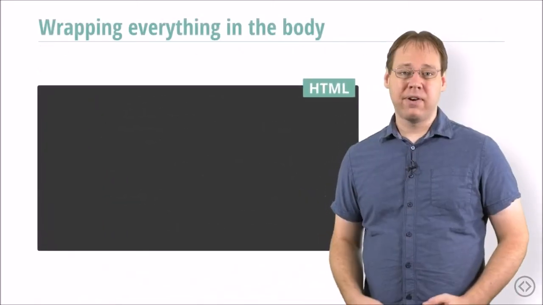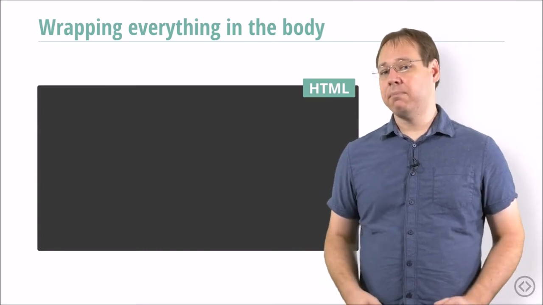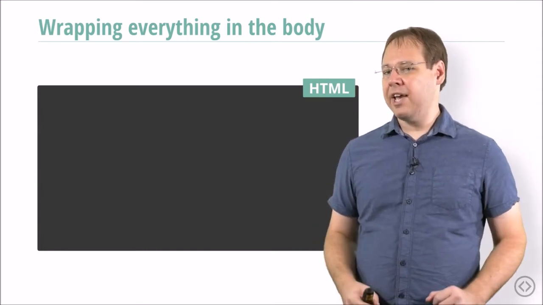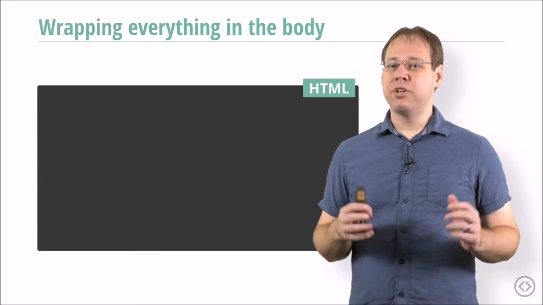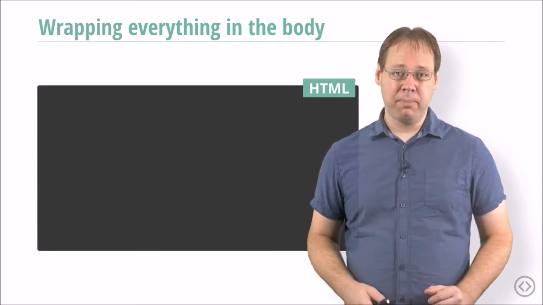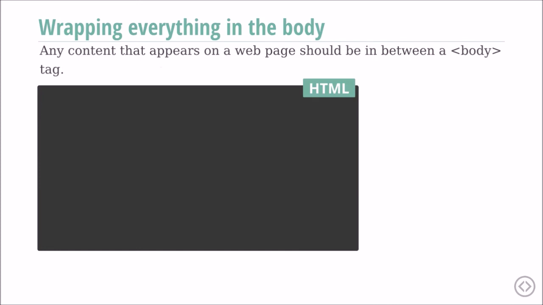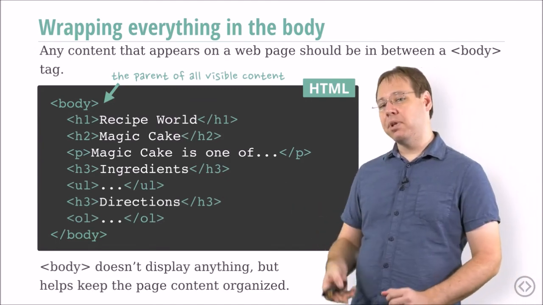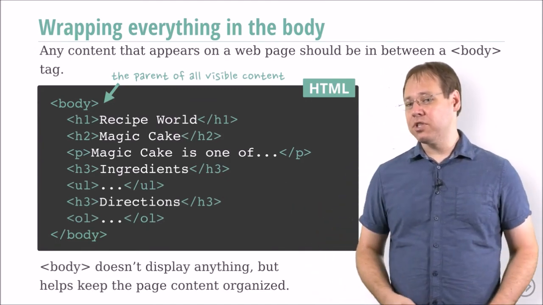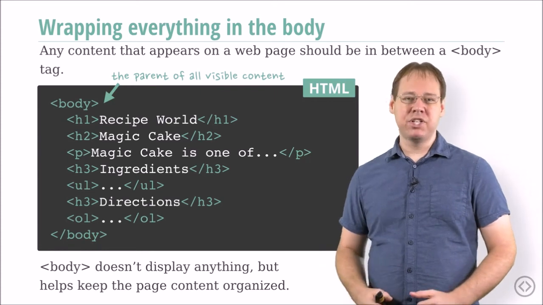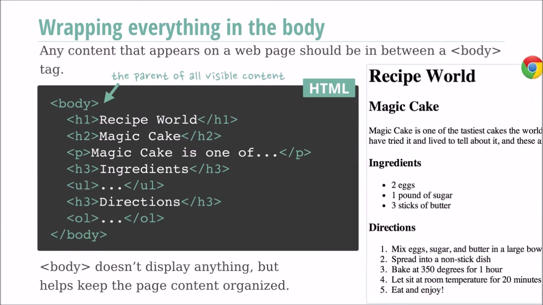We're making great progress on our page and we've got all of our content marked up, but there's a few additional tags that we'll need to wrap everything in to make a truly standards compliant HTML page. So the first is body. All of the visible content on your page should be wrapped inside of a body tag so that the body is the parent of all of that content. Body doesn't actually display anything or change the way things are displayed, but it just helps keep the page content organized and helps the browser understand that that's the stuff that it really should be showing.